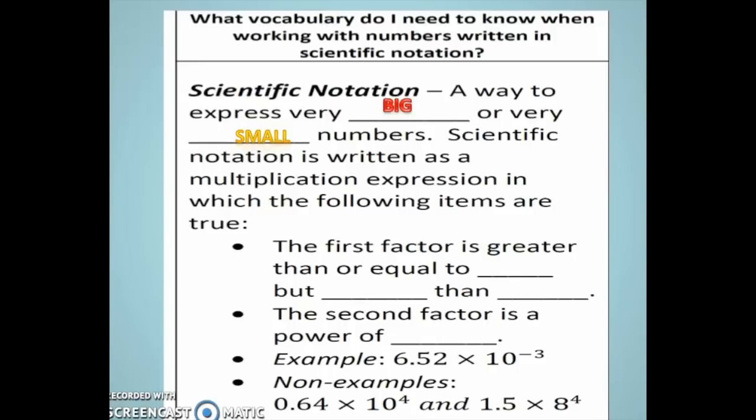Scientific notation is written as a multiplication expression in which the following items are true. The first factor is greater than or equal to 1, but less than 10. The second factor is you're always going to use a power of 10. And we have an example and a non-example of what scientific notation should look like. So we're going to explore a little more. So right now, let's just concentrate on writing the notes, and we're going to do tons of examples.